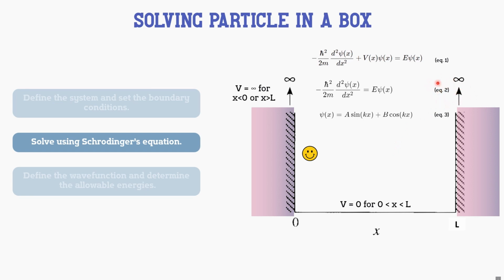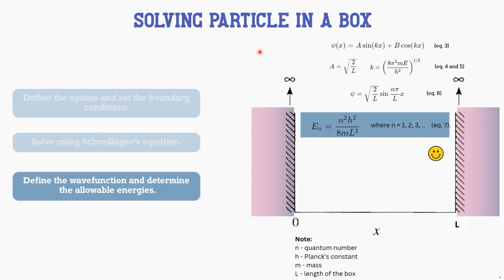We can take this to yield a general equation shown in equation number 3, where a, b, and k are constants. By applying the boundary conditions we had earlier to the general equation, we can now solve for the constants and plug them back in. By doing so, we define the wave functions represented by equation number 6. By solving for k in equation number 3, we found that the solution to the particle in a box is given by this equation, equation number 7.